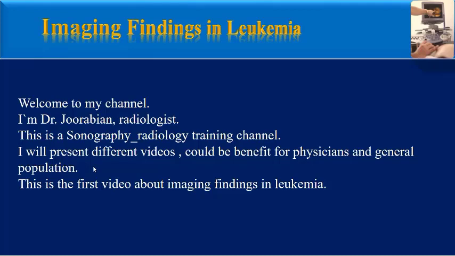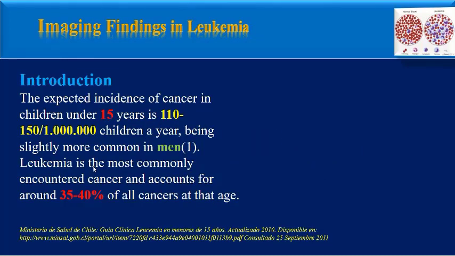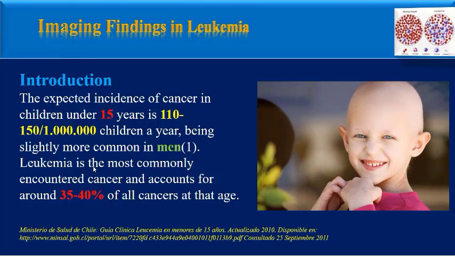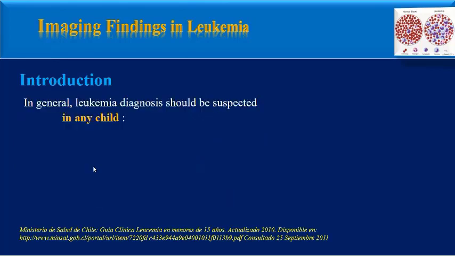This is the first video about imaging findings in leukemia. The expected incidence of cancer in children under 15 years is 110 to 150 per million children a year, being slightly more common in men. Leukemia is the most commonly encountered cancer and accounts for around 35 to 40% of all cancers at that age.